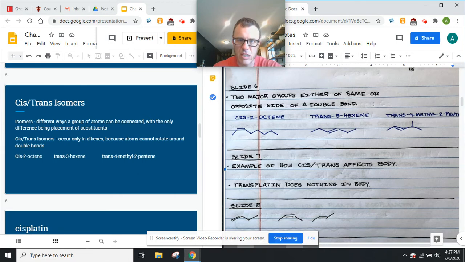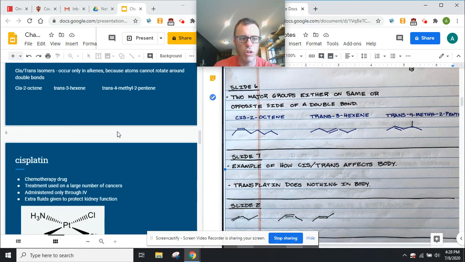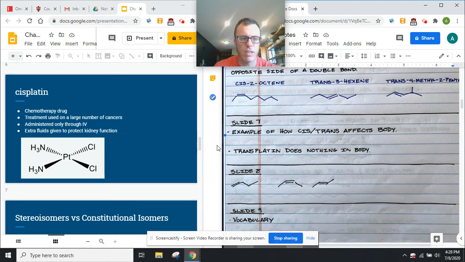This is something that we're going to have to deal with because cis and trans isomers change chemical behavior. All right. And this is one of the things that we can look at if we look at slide number 7. Cisplatin is a chemotherapy drug. It's used on a large number of cancers. It's administered through an IV. I mean, these are all things you can look up quickly. When you have this, it can give you kidney problems. So you have to have extra fluids when you have it.